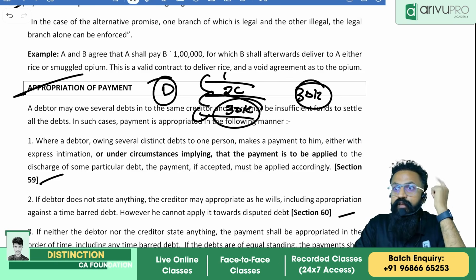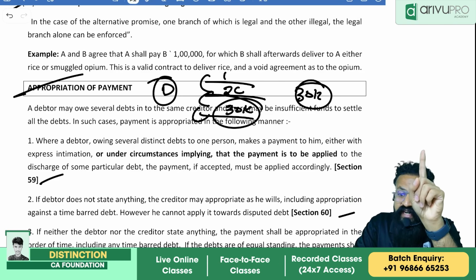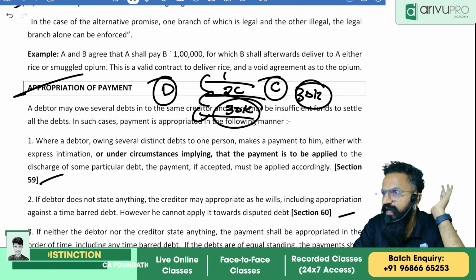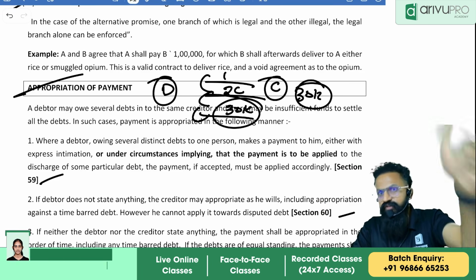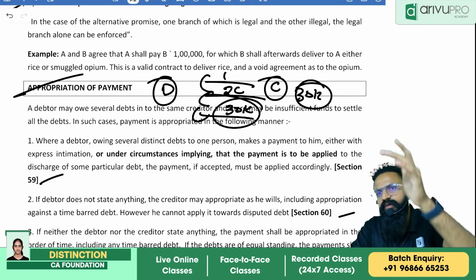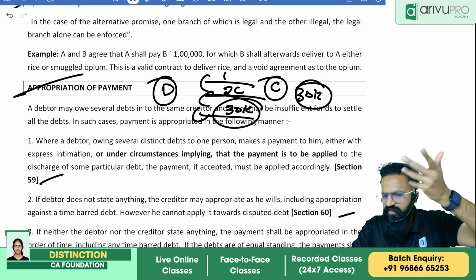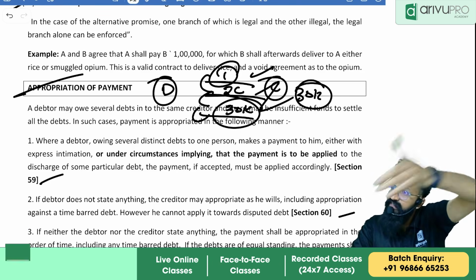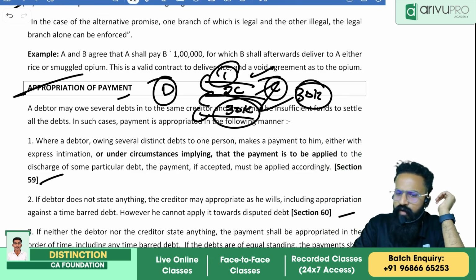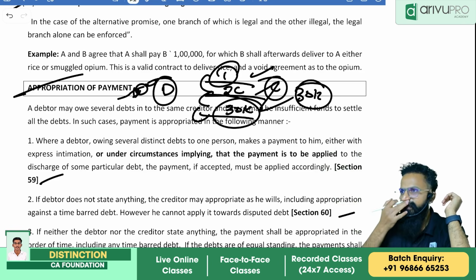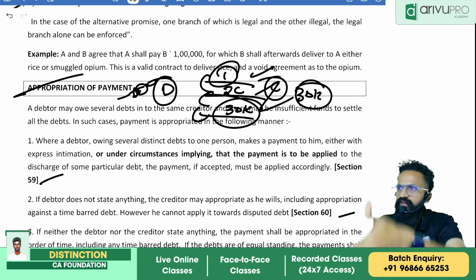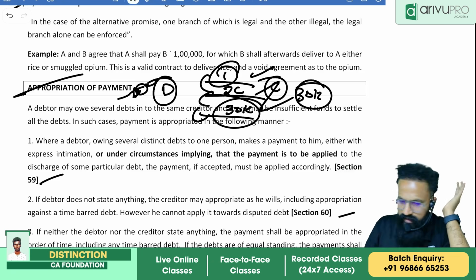then you go with the creditor. Creditor is the second scenario. The creditor can choose in which order he takes it. If the creditor also did not say anything, then you go as per the time. FIFO, first in, first out. It will go in the same order, so you can also take it towards a time barred debt. Remember the possible question: Section 59 is debtor choosing, 60 is creditor choosing, 61 is time, first in, first out.